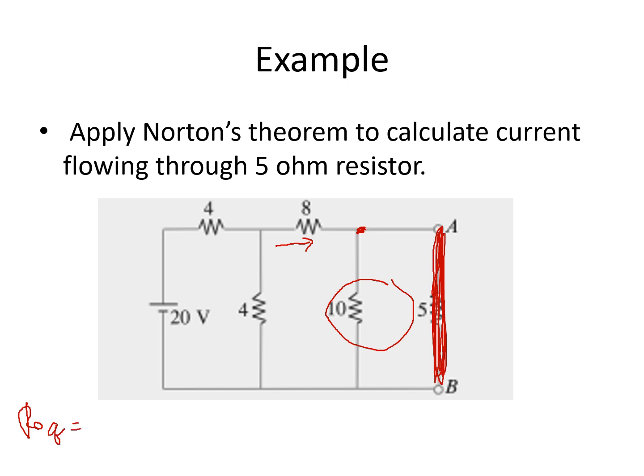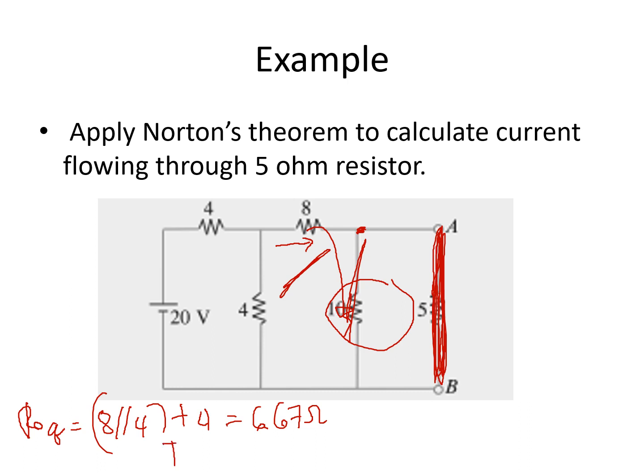So the equivalent resistance for that is 8 parallel 4. Since this is also a short circuit, you can see that your 8 here is in parallel with your 4 ohms there, and their parallel combination is in series with your 4 ohms there. So that will give us 6.67 ohms.